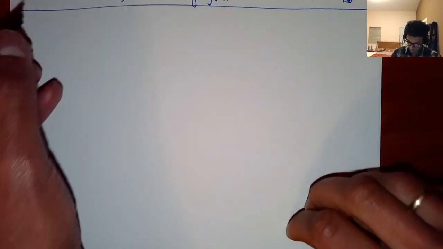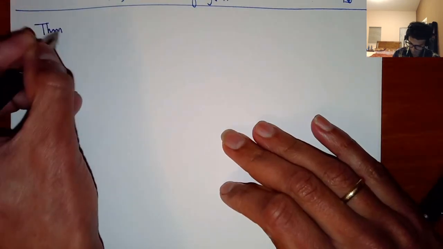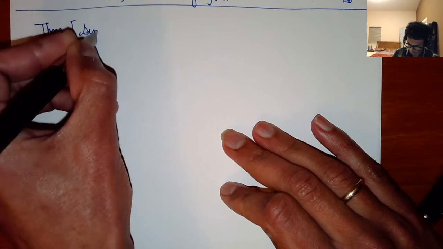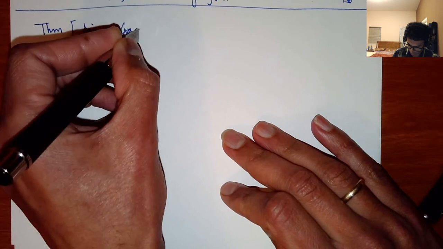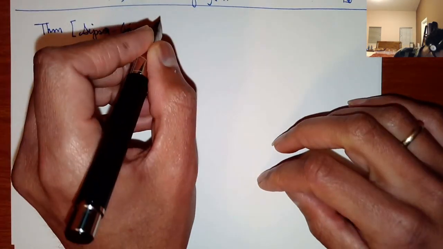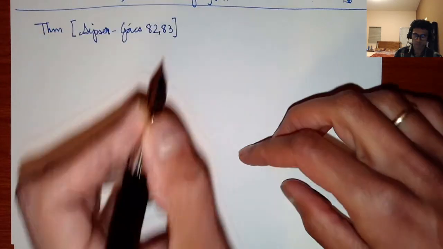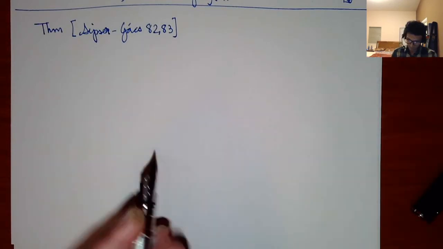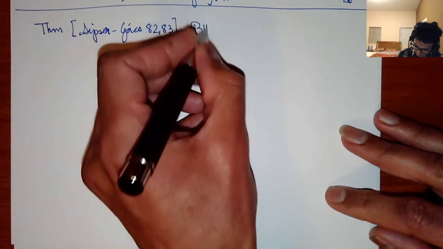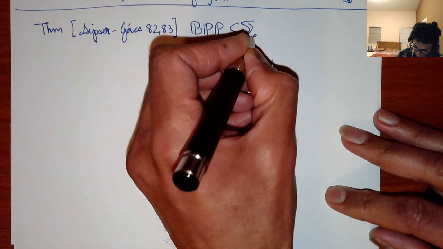So our next theorem, our next sort of big theorem that we'll prove, is a theorem of Sipser and Gacs, and this is sort of '82, '83. I say '82, '83 because I think Sipser had the first version, which was weaker. Gacs had a stronger version, which is proving that BPP is contained in sigma 2.